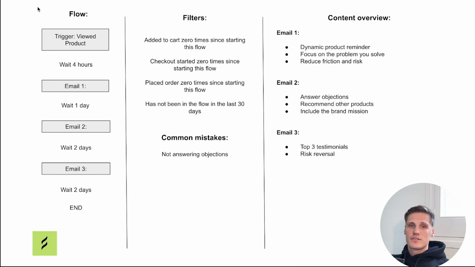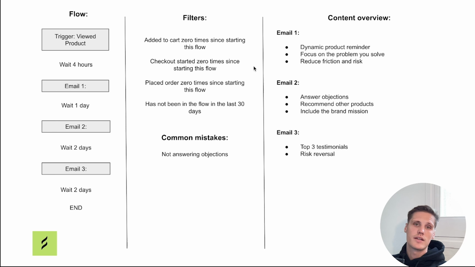So again, this is an example flow. The trigger here is viewed product and filters added to cart 0 times. Starting this flow, checkout started 0 times, starting this flow, placed order 0 times, has not been in the flow for 30 days. So it's similar to the cart abandonment flow. The only thing that you want to add here is that they haven't added to the cart yet.